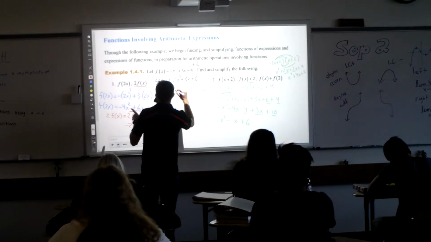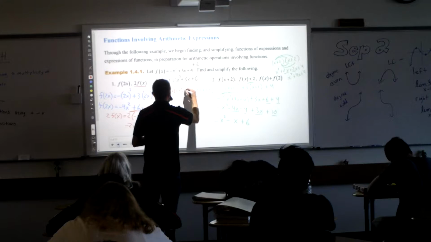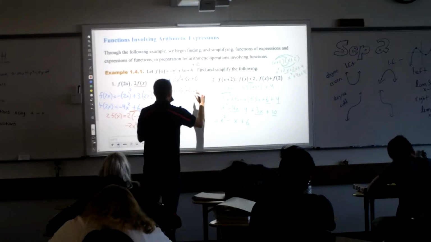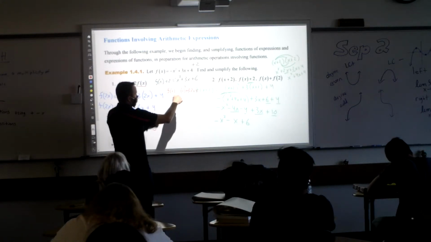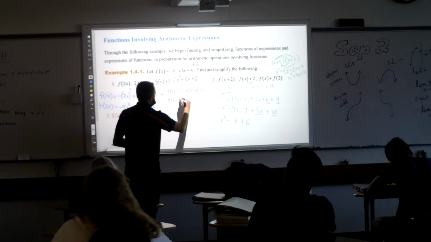Well, let's figure out what f of 2 is first. Have we done that already? We haven't. So we have negative 2 squared plus 3 times 2 plus 4. So 2 squared is 4, but there's a negative. The negative 4 and the positive 4 cancel out, so f of 2 is just 6.